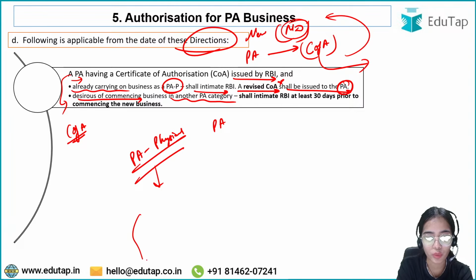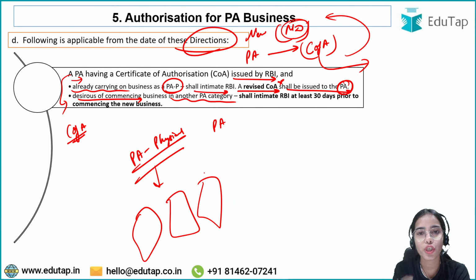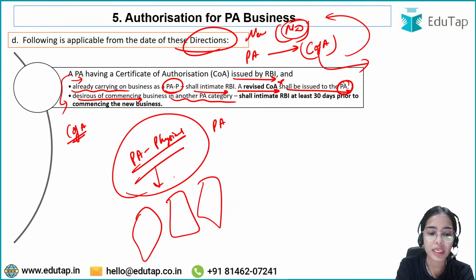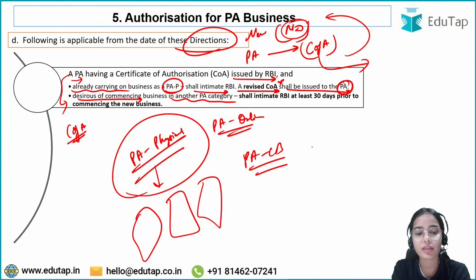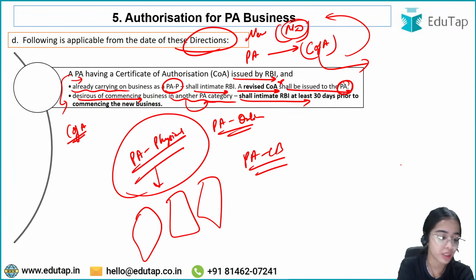You were providing to the stores, you were providing the QR codes, and you were providing your own POS machines and such. So you were working in the physical manner, but now you want to work in the online manner for the e-commerce websites or for the websites also. You want to work as a payment aggregator cross-border. So if you want to start the business in another PA category, you should inform RBI at least 30 days prior to commencing the new business. So you just have to inform the RBI.